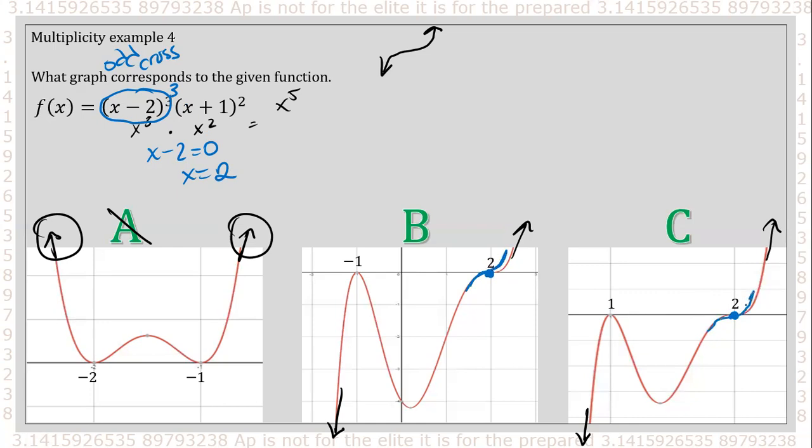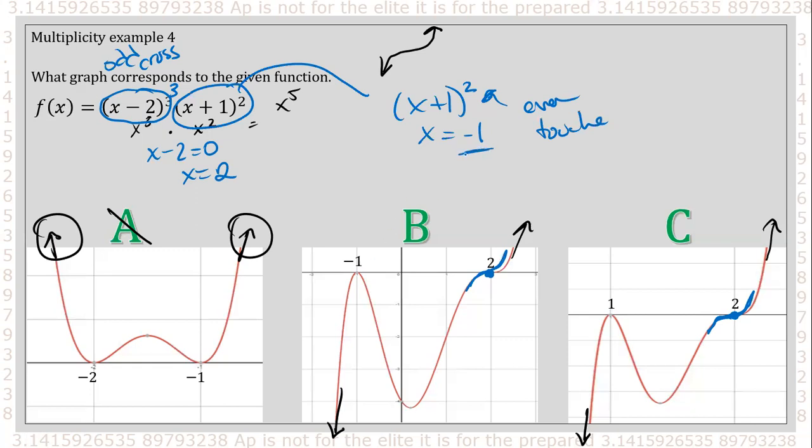Ooh, tricky question, right? Let's do the next part, x plus 1 squared. I get that my x equals negative 1. The exponent is even, so it's going to touch. At x equals negative 1, it's going to touch. It's going to behave like a parabola. We can see that both of them behave like a parabola, but the only one that has x equals negative 1 is B. So be very careful.